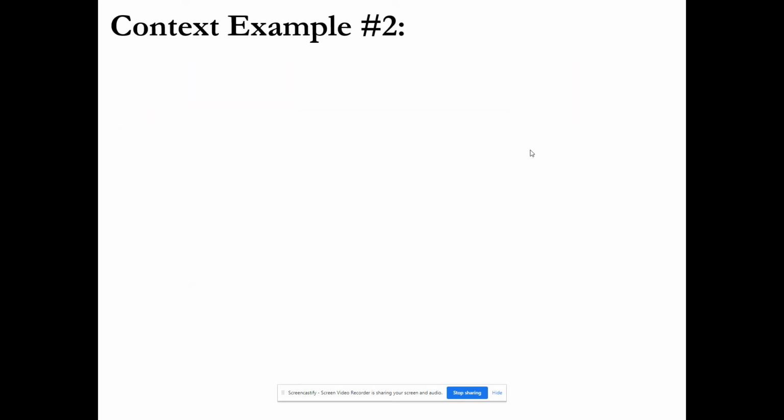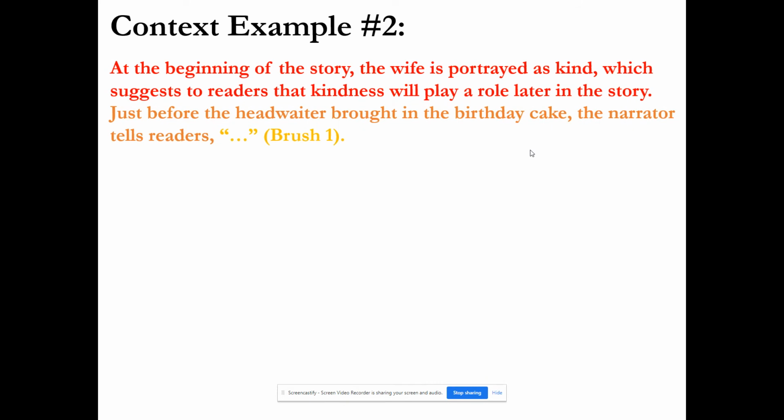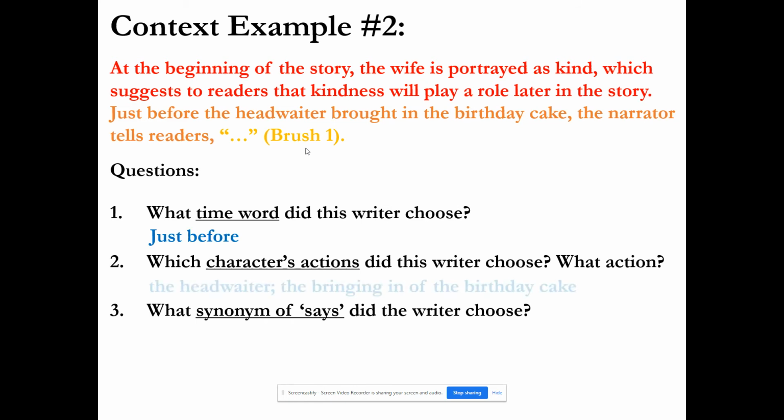Second context example. At the beginning of the story, the wife is portrayed as kind, which suggests to readers that kindness will play a role later in the story. Just before, time word, the head waiter brought in the birthday cake, character actions. The narrator tells readers, quote. Again, we'll skip over these questions. We don't need to look at those.